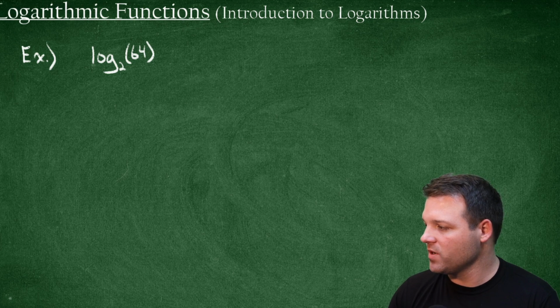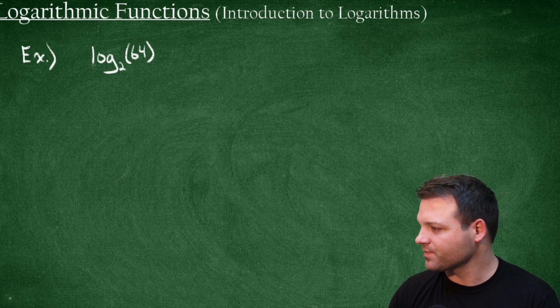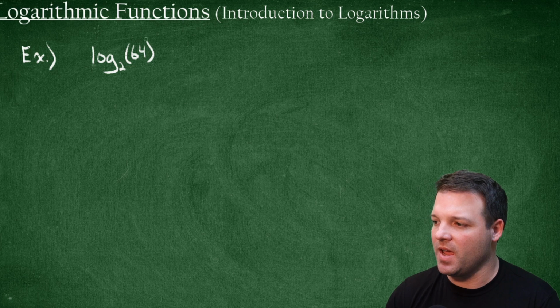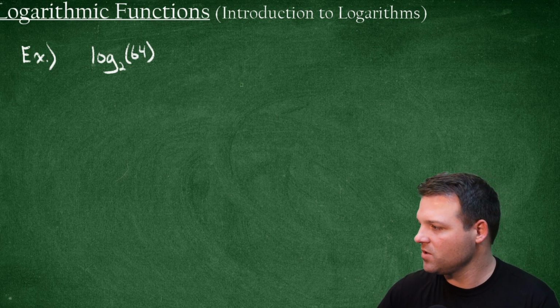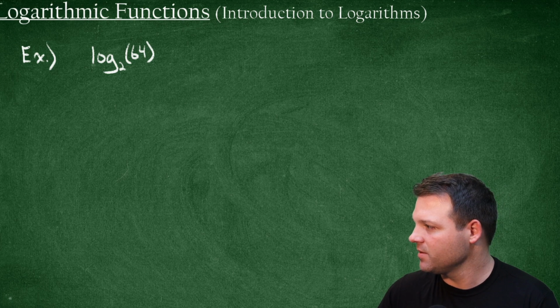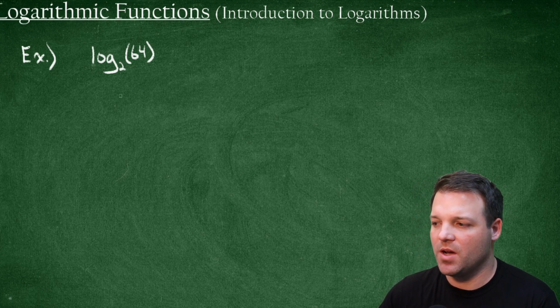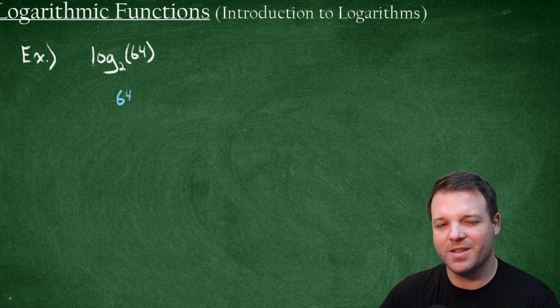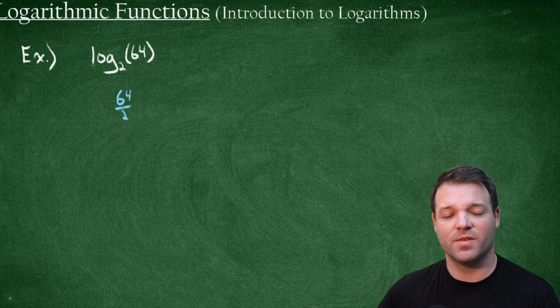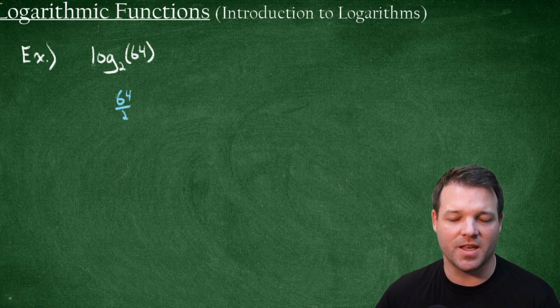All right, so for example 1, I have here log base 2 of 64. And so let's go ahead and do this together. So how would I do this? Well, if I didn't use a number line, I would literally start with 64 and I'd just start dividing by 2 until I got back to 1, and then I'd count how many times did I divide by that base, okay?